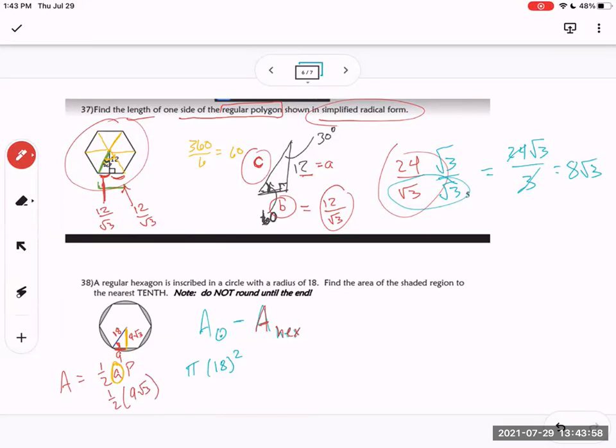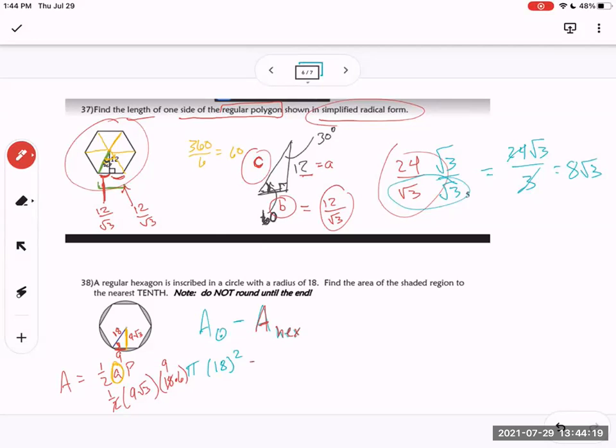And the perimeter, well, that's just 18 times 6, because there's 6 of those. So 18 times 6. Let's be smart. Let's just take the half and divide out one of these things. Why not divide out the 18, make it 9 instead? 9 times 6 is 54, times 9, whatever that is.